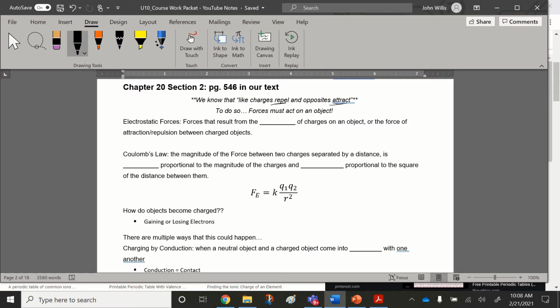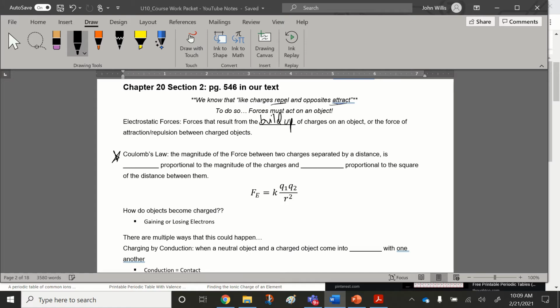Even just the static electricity in your clothes in the winter is a force acting on your clothing, forcing it, literally, to kind of be connected to you. And so these electrostatic forces are the result of a buildup of charge on an object, and this is what causes that attraction or repulsion.